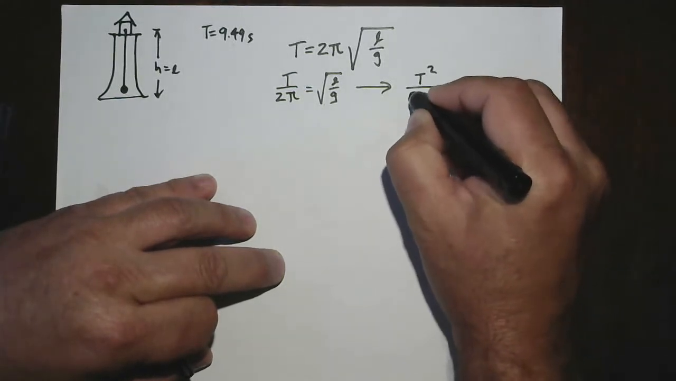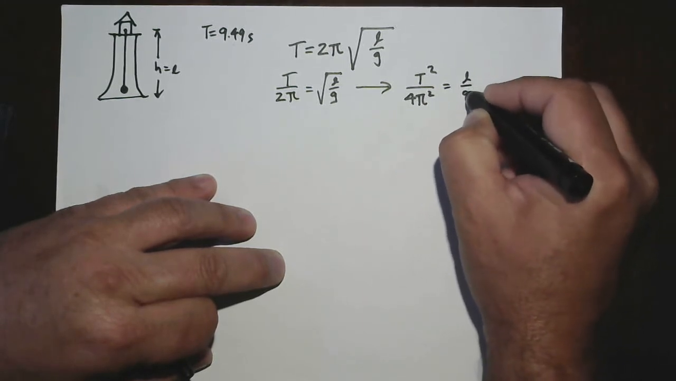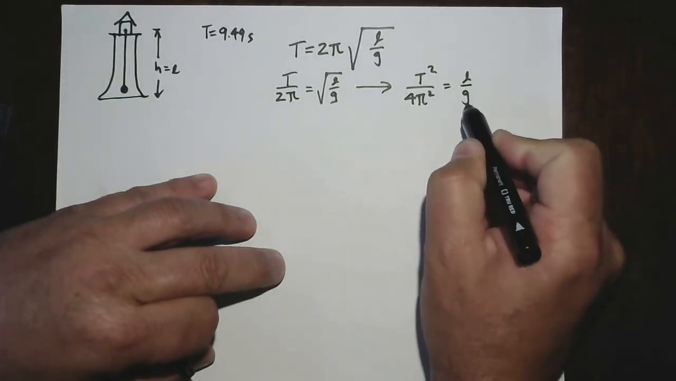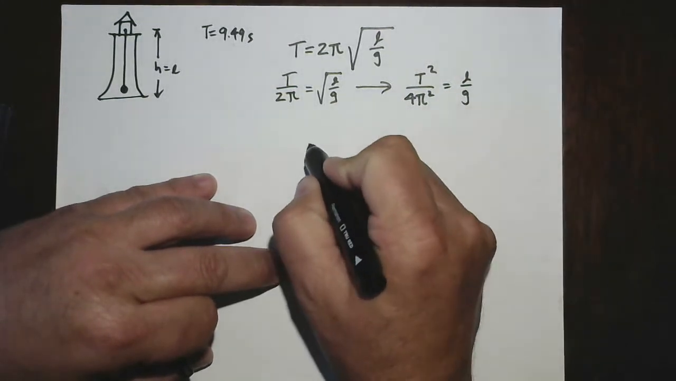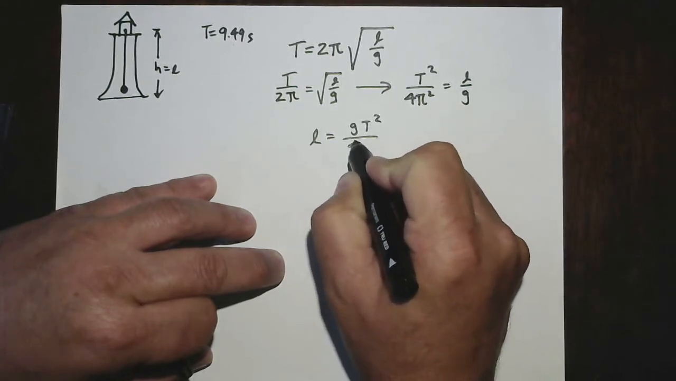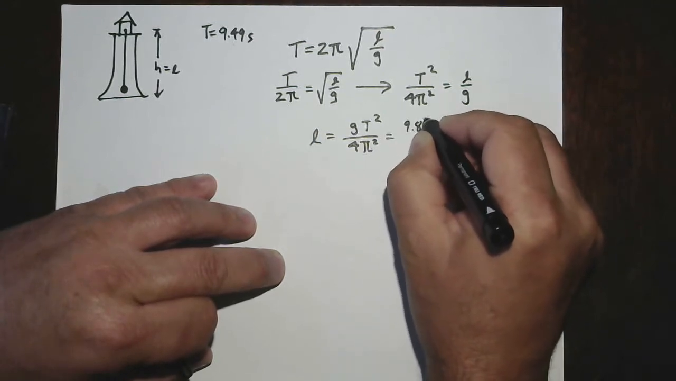So we have T squared, we have 4 pi squared, and that's going to equal L over G. And we've almost got L alone by itself. We can just move G to the other side, taking it from the bottom to the top, and that means that L is going to be G times T squared over 4 times pi squared. Put the numbers in, and you got 9.8 for G.